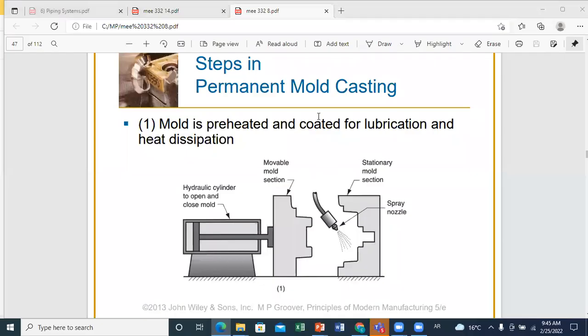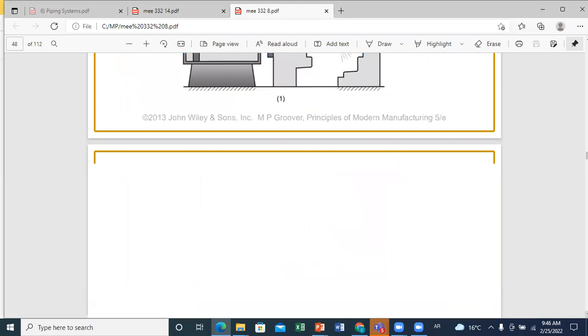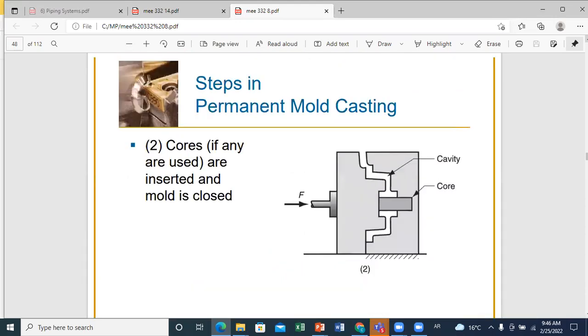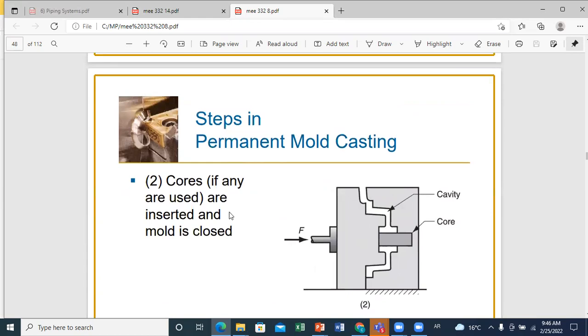So we were talking about the different steps in permanent mold casting. The first one is that the mold is preheated and coated for lubrication and heat dissipation. In the next step, cores, if any are used, are inserted into the mold and closed.